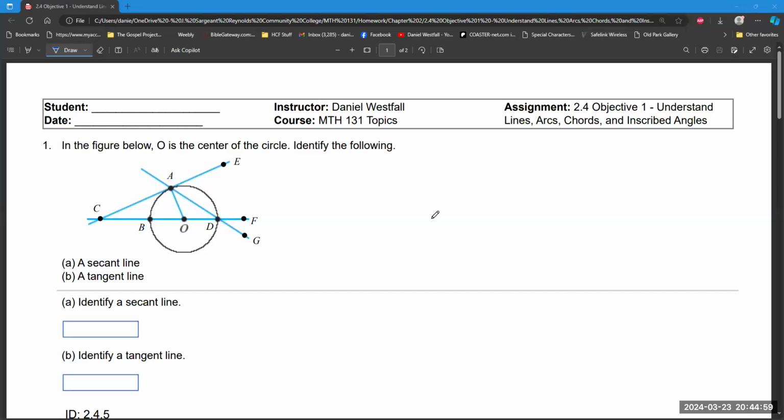In this video, we'll be talking about 2.4 Objective 1, where we understand lines, arcs, chords, and inscribed angles. Let's go ahead and get started.